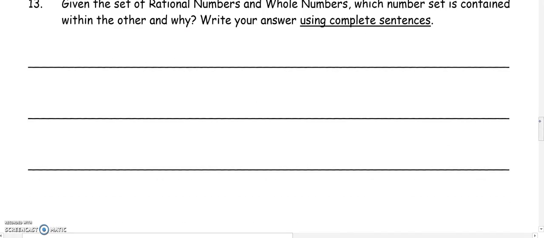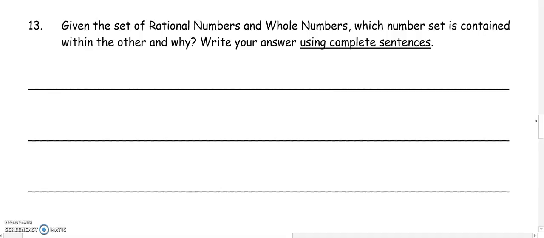The last problems that we're going to look at are some kind of explanation problems where we figure out how number sets relate to each other. So number 13, given the set of rational numbers and whole numbers, which number set is contained within the other and why? So we have to think about which number set is bigger and contains more than the other number set. Rational numbers are going to contain the whole numbers because they include your whole numbers, but rational numbers, remember, also include our fractions. That's the big component that changes with rational numbers.